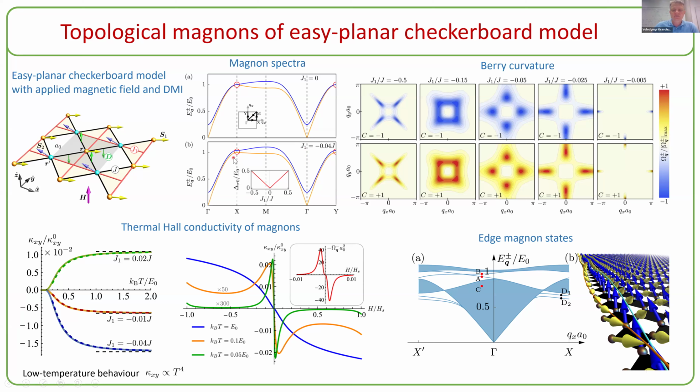So tuning this parameter, we can control the distribution of Berry curvature within the Brillouin zone. If this parameter is small, so the gap is small, the Berry curvature is concentrated near these midpoints, and when it's getting larger, it's distributed over the first Brillouin zone. So the upper and lower plots here correspond to upper and lower magnon branches.